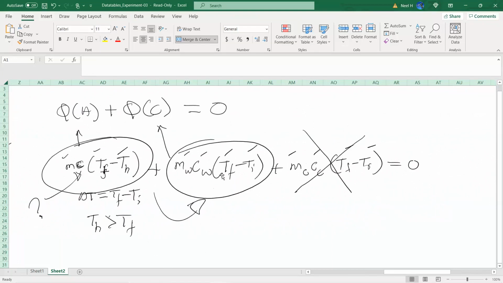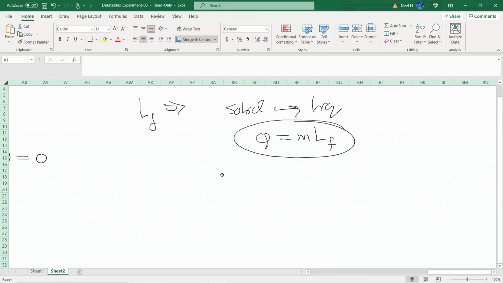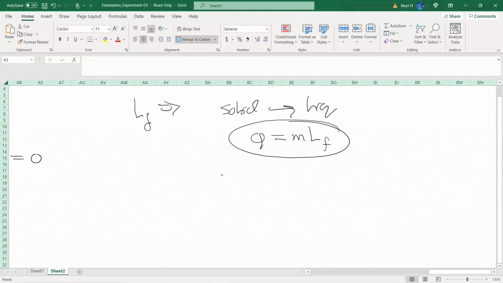That equation can be used to figure out the LA. That's the plan. So how to do that? We usually get the ice pieces, a few of them, maybe like 20, 25 grams of ice pieces. And then those ice pieces we can actually transfer into our calorimeter.